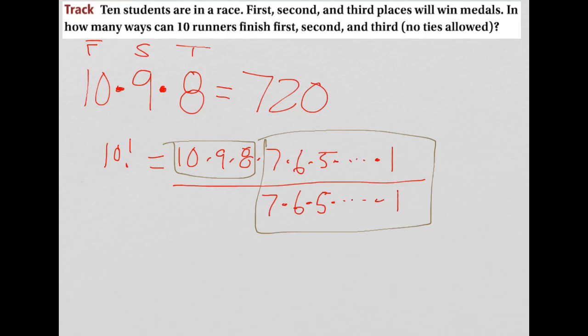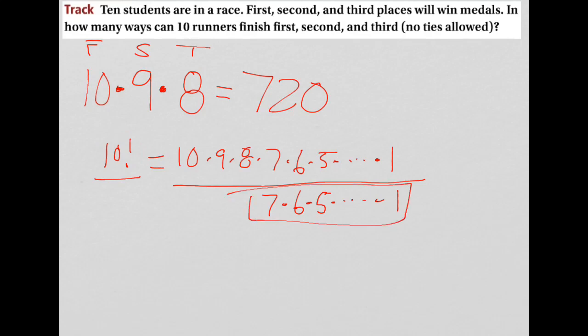Well, you may be asking yourself, why is this useful? Well, check it out. We can write that as 10 factorial, that's the numerator, divided by, well look, 7 times 6 times 5 times 4 times 3 times 2 times 1 is just 7 factorial.